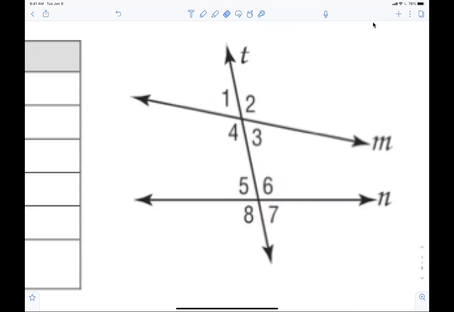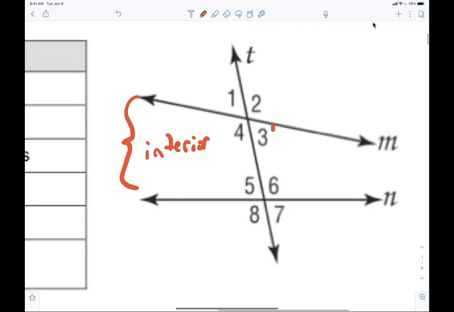Now we have alternate interior angles. So this right here is in the interior of the 2 lines. So interior angles would be 4, 3, 5, and 6, correct? Alternate interior angles would be 3 and what?